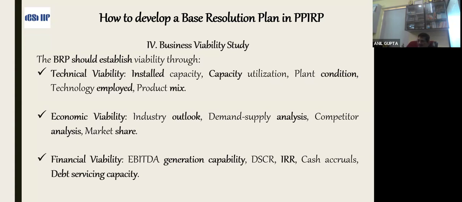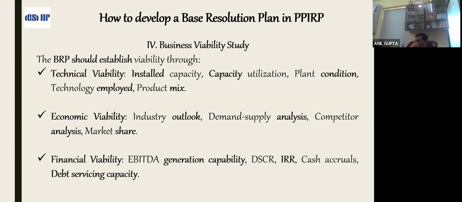The next one is capacity utilization. What is the installed capacity? Beyond that, whether it is operating at a 20 level or 30 or 40 or 50. If the company is operating at 100%, some fixed cost will also occur. And the plant condition: whether the plants are good or not, and if full capacity is used, whether the plant is okay to sustain it. And the technology employed. What is the present technology? Whether that technology is suitable or not. Product mix: how many products are there? All these things are also to be verified.